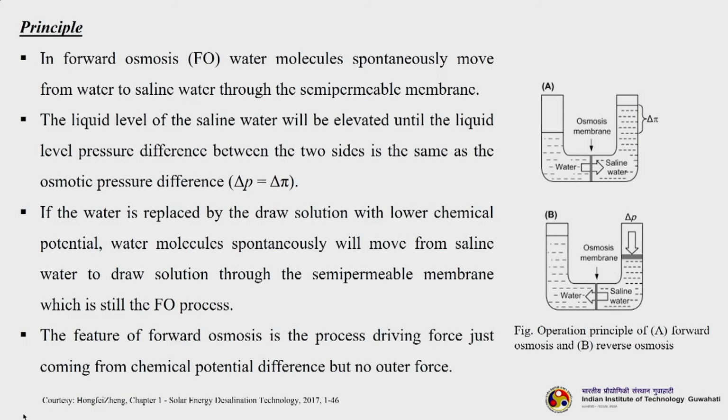So, in forward osmosis, water molecules spontaneously move from water to saline water using this semi-permeable membrane. The liquid level of the saline water will be elevated until the liquid level pressure difference between the two sides is the same as the osmotic pressure difference. So, delta P becomes delta pi. Everything is happening due to this delta pi. We are not pressurizing the system like in the case of RO.